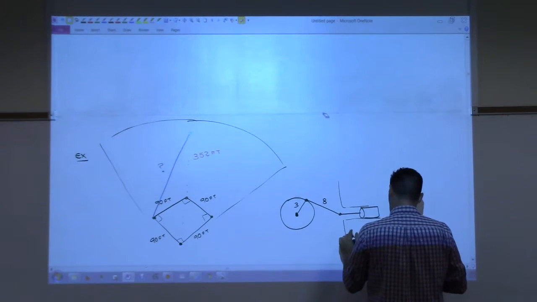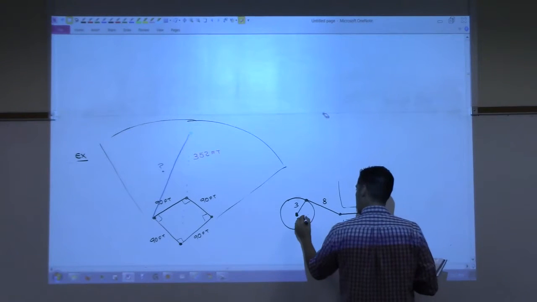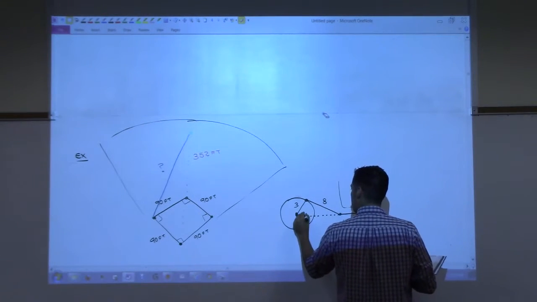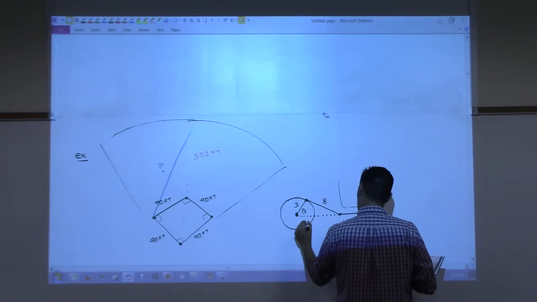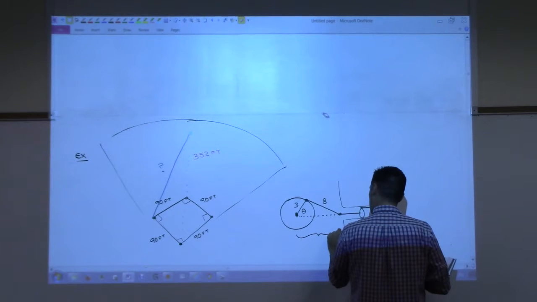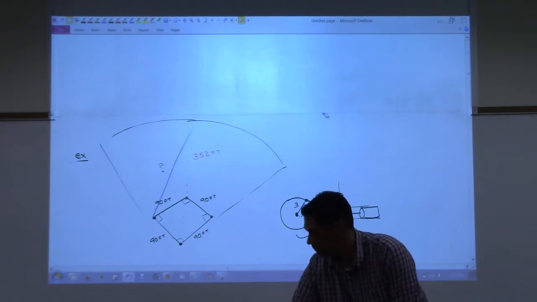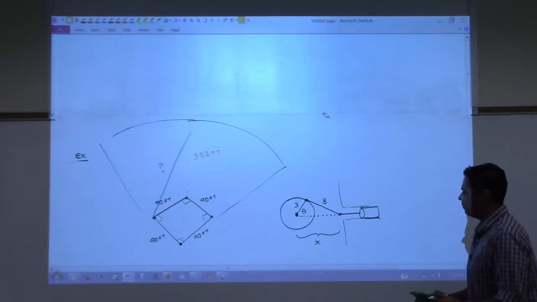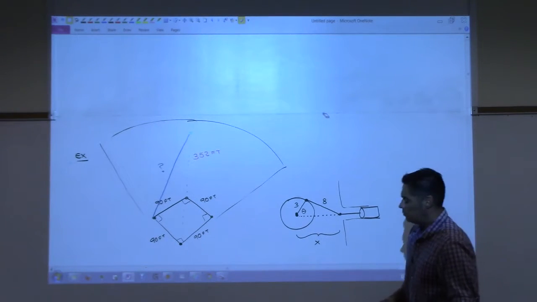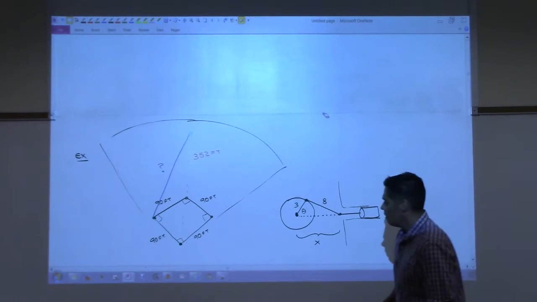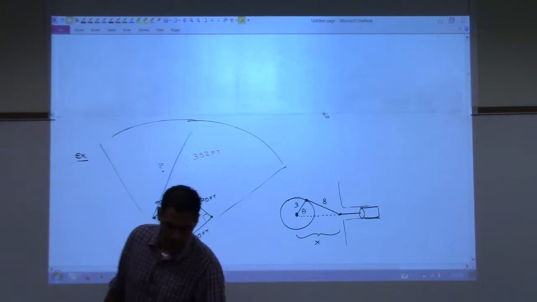Yours is a lot easier, and I'm going to draw mine larger. So 350, so a total of 352. So we have to find a length of this. I'm just going to put that up there for now, and then I'll talk about it in a second.